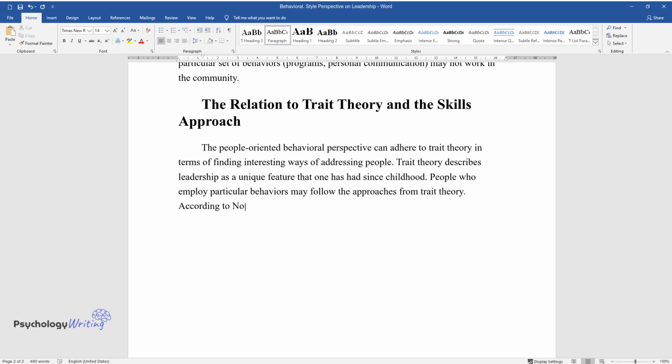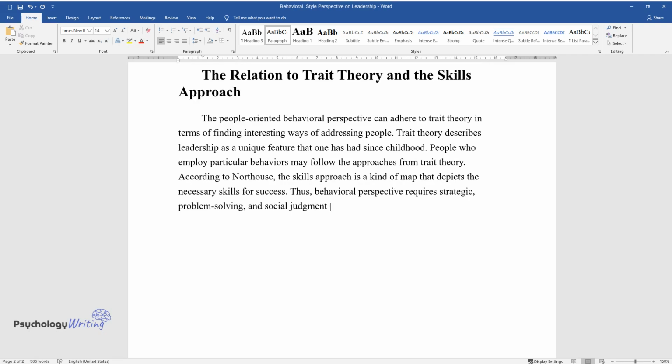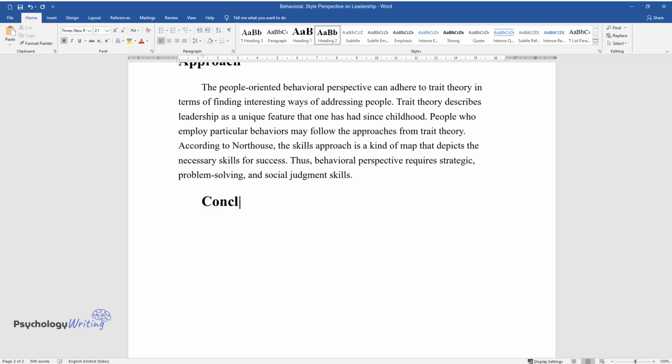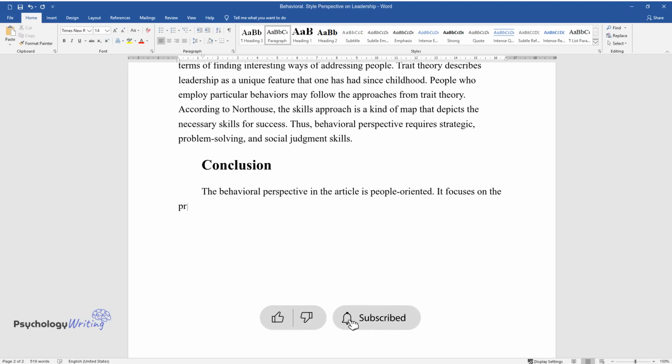According to Northouse, the skills approach is a kind of map that depicts the necessary skills for success. Thus, behavioral perspective requires strategic, problem-solving, and social judgment skills. Conclusion. The behavioral perspective in the article is people-oriented. It focuses on the promotion of changes within the community that will eliminate the disparities and risk factors.